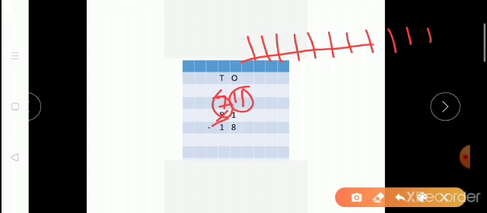So here we will subtract 8 from 11. Now we will count 1, 2, 3, 4, 5, 6, 7, 8, 9, 10, 11. So we have to subtract 8 from 11. So we will cut 8 lines: 1, 2, 3, 4, 5, 6, 7, 8. Now how many lines are left? 3 lines. So we will write 3 in the ones column.